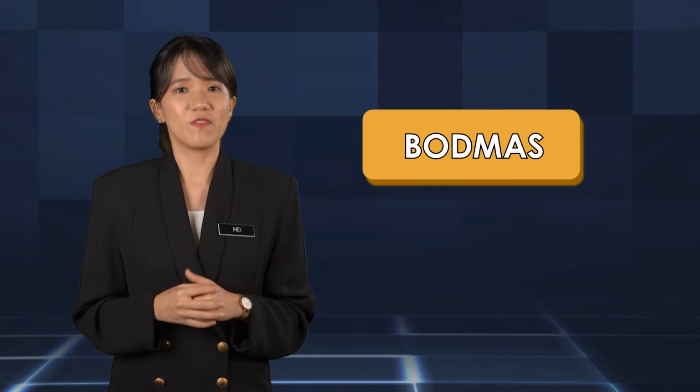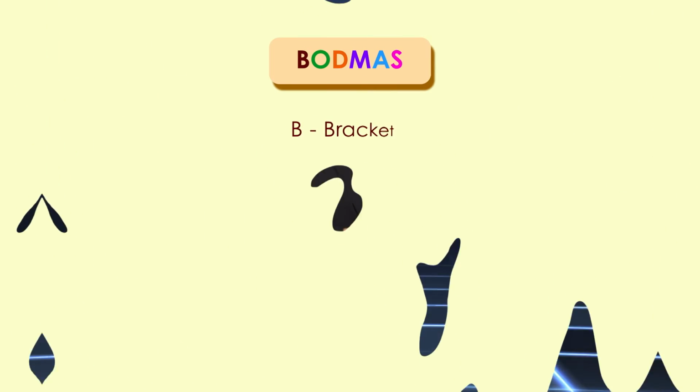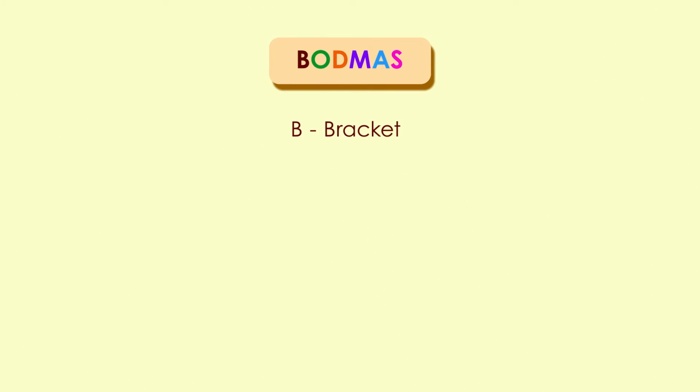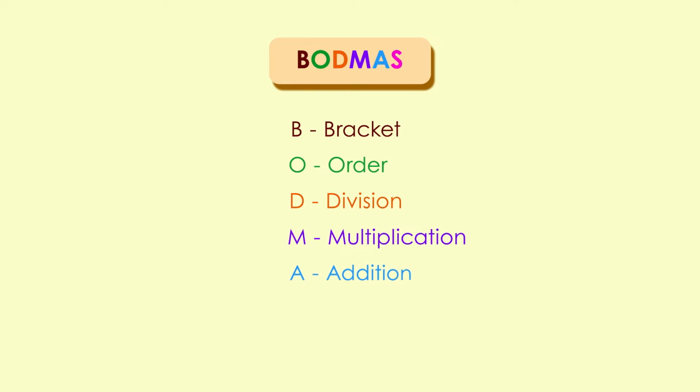Before we start, let's recall the golden rule in mathematics, which is called BODMAS. What is BODMAS? I'm sure this sounds familiar to you. B stands for bracket, O stands for order, for example, square or cube numbers. D stands for division. M stands for multiplication. A stands for addition. And S stands for subtraction.